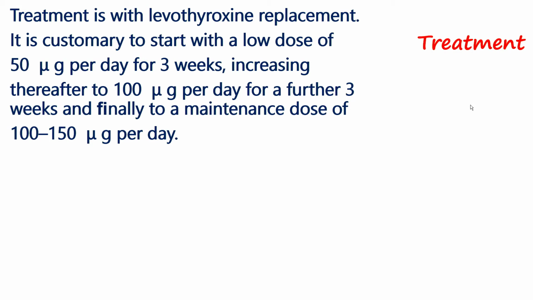Usually giving T4 or levothyroxine, starting with a dose of about 50 microgram per day. We'll go for 3 weeks. We have to go gradual. Then after 3 weeks, we increase the dose to 100 microgram per day. We are trying to suppress the TSH back to its normal range, which will indicate that the replacement dose was sufficient.